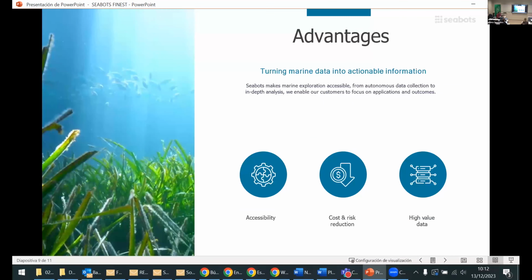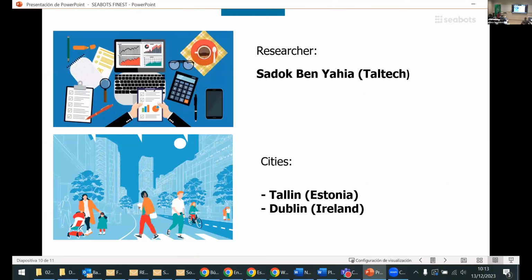The advantages of these robots are, first of all, that we can access areas with difficult access where a conventional vessel is not able to go. Of course, we reduce the operational cost by up to 80%. Also, there is no human risk because these robots are unmanned, there is no crew. And finally, the most important, as I said, we process the data and provide high value data on demand.